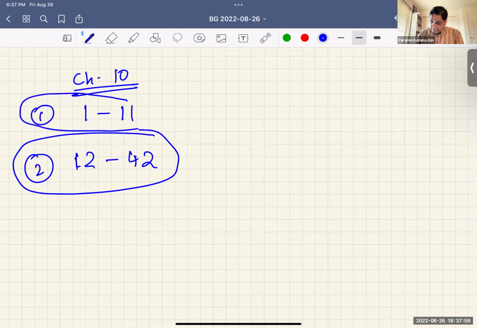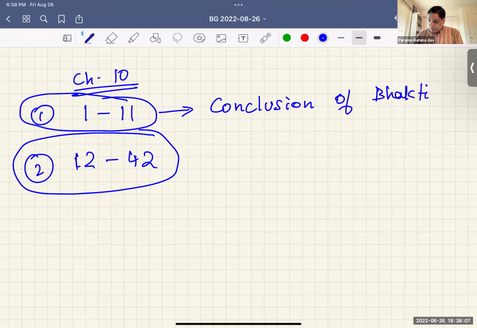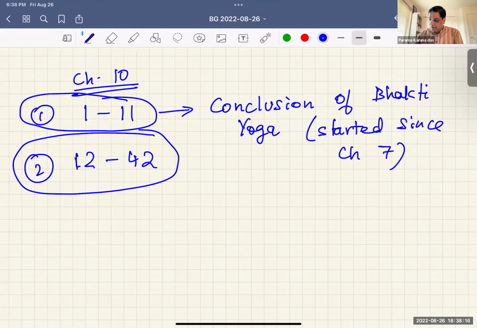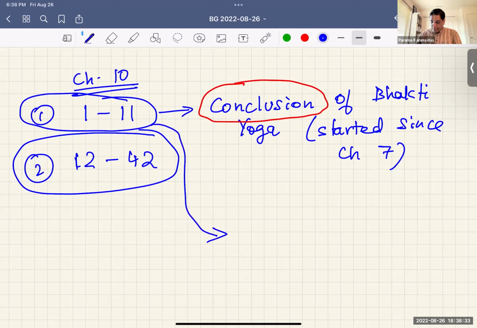But the beginning section is basically the conclusion of Bhakti Yoga, which Lord Krishna started in chapter 7. So in chapter 10, Lord Krishna is giving the conclusion. This word conclusion is extremely important. And this section 1 to 11 is divided further into two parts, A and B.